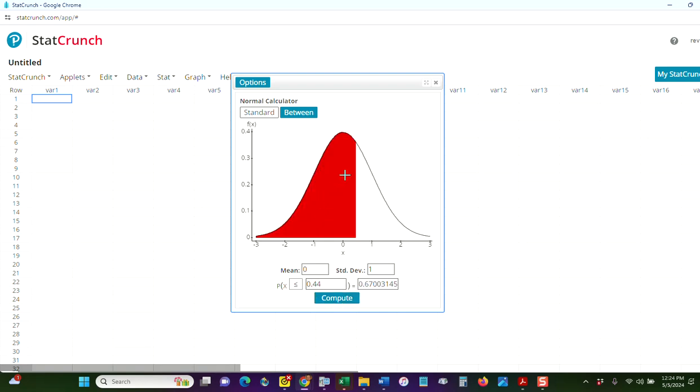It automatically fills the area and gives you a visual model of that area, followed by a very precise value that might differ slightly from what you get from the tables, or if you use Microsoft Excel or maybe a graphing calculator, based on not going all the way from negative infinity up to this 0.44, or some value very close to negative infinity. But either way, to the closest 10,000th for decimal accuracy, it should round to 0.6700.